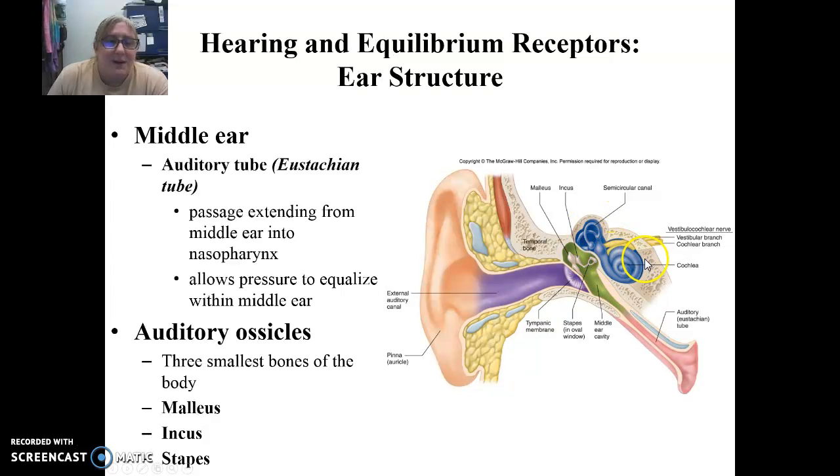But those pressure waves have to come out, and they come out through an oval window, and then the pressure is released through this eustachian tube into the nasopharynx. The three auditory ossicles, our malleus, incus, and stapes, vibrate. So they take the vibrations from the tympanum and move it to the inner ear, where our receptors for hearing and equilibrium are found.